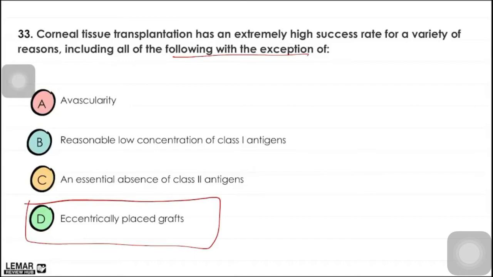To prevent rejection, corneal transplants are made as small as possible, and the transplant is placed centrally to avoid contact with the highly vascularized limbic region. So the cornea is avascular. Subsequently, no HLA matching is performed for corneal tissue transplant. Class 1 transplantation antigens are present in the cornea in very, very low concentration. Class 2 transplantation antigens are essentially absent in the cornea. So letter D is the exception.